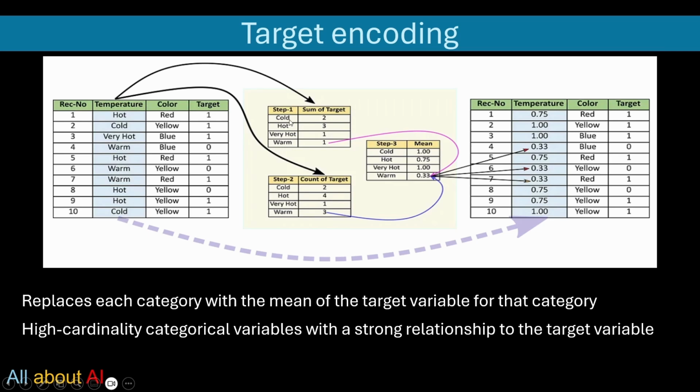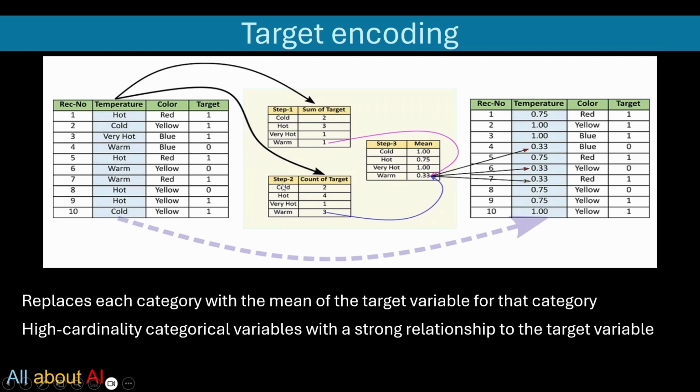In the first step, what is the sum of the target for each category? So cold, it was 1 in 2 cases. So one from here and one from here. So this is 2, 3, 1, 1.